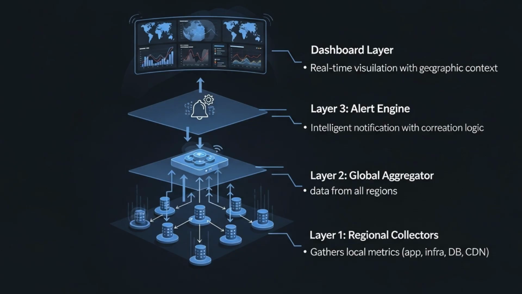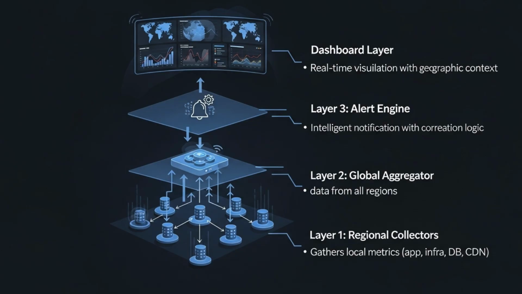The third layer is the alert engine. This is where the intelligence really shines. Instead of firing an alert for every single problem, it groups related issues, identifies root causes versus mere symptoms, suppresses duplicate notifications, and escalates alerts based on their severity and impact. This is how we prevent alert storms. Finally, we have the dashboard layer. This provides real-time visualizations with crucial geographic context. Your teams can view a global overview of system health, or, with a single click, drill down into the specifics of any particular region.